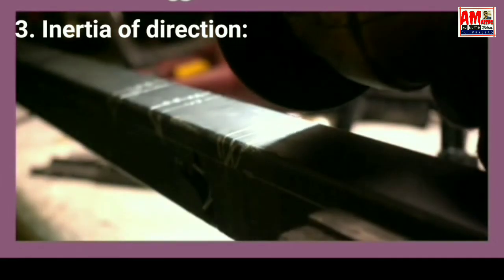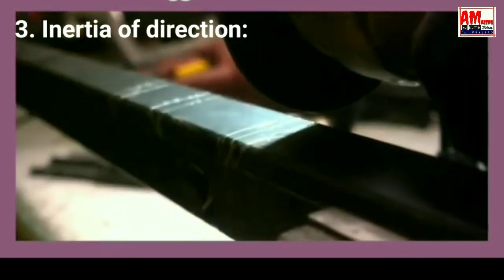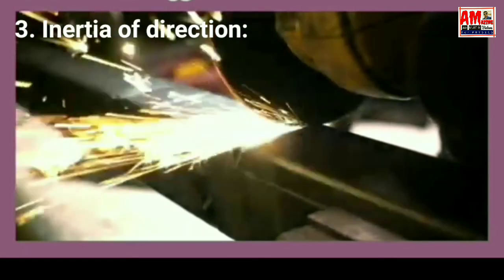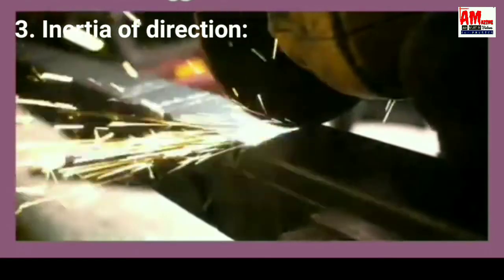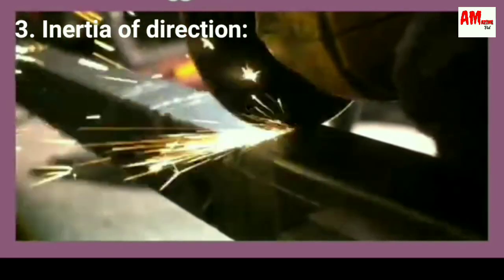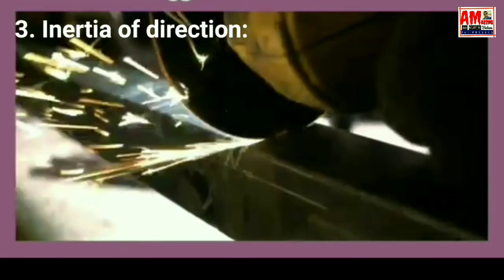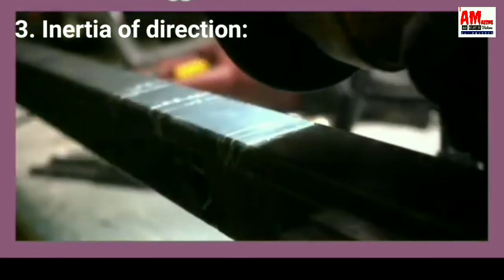Let us see an example for inertia of direction. Observe the wheel of a cutter while it is cutting. The sparks do not go along the edge of the wheel, rather they move in the tangent direction, because the spark has a tendency to remain in its direction.